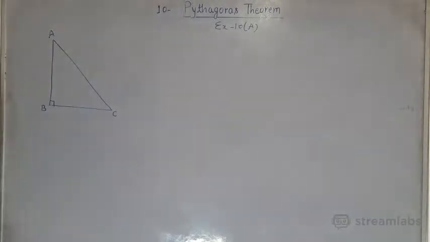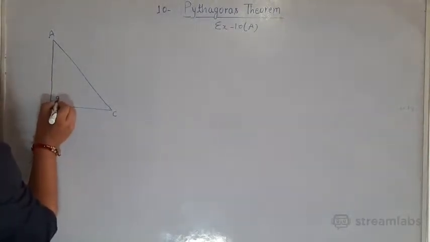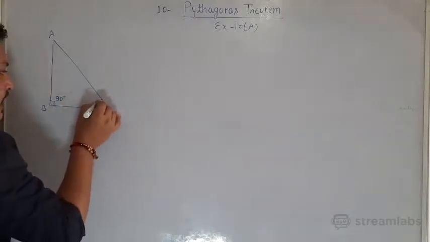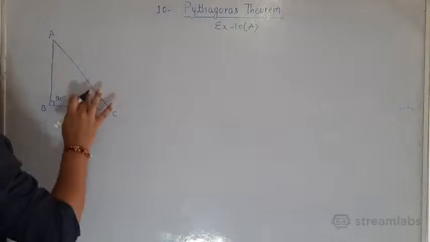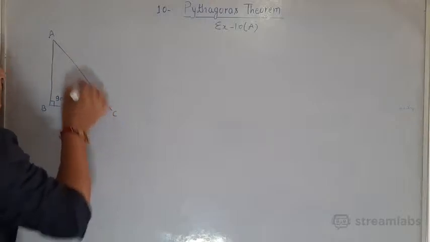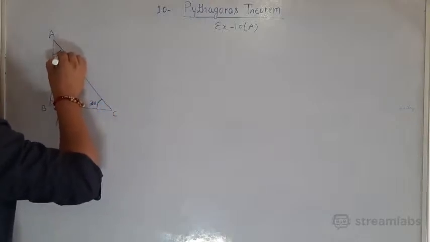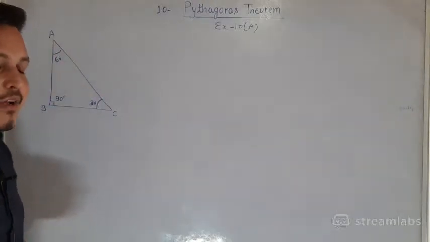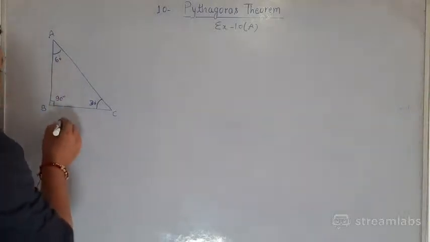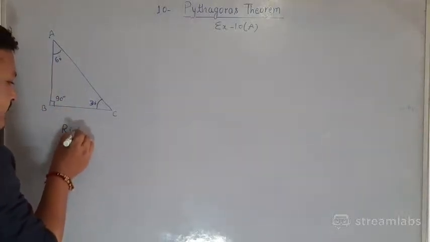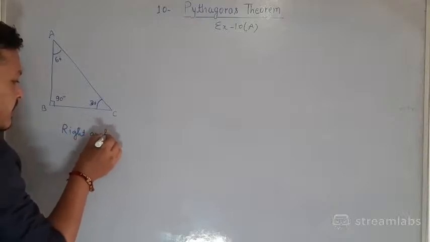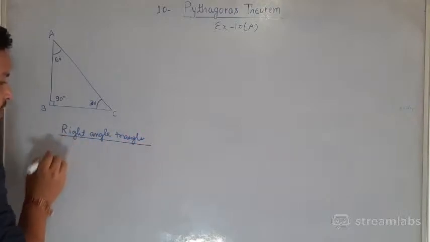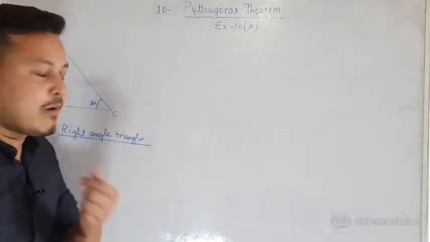So if this is a right angle triangle, one angle is 90 degree, and according to the Pythagoras theorem, let's suppose this angle is theta. Here we can take any one value, 30. So what is this angle? It will be 60 degree. So any one angle of a triangle is 90 degree and the other two are acute. That type of triangle is known as a right angle triangle. We already learned this concept in our previous classes when I explained about the triangle.